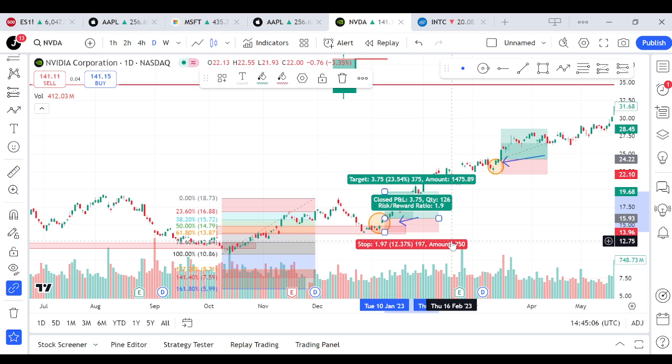So that is all for this video. By now you should have a solid understanding of the key bullish continuation candlestick patterns and how to trade them effectively.